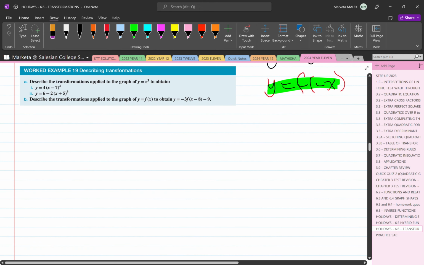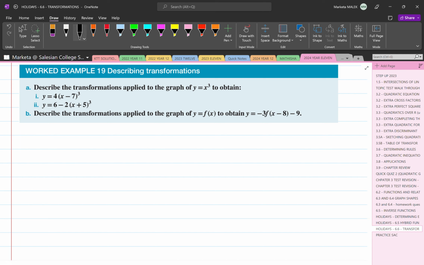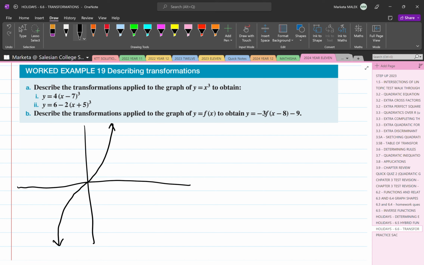Let's move down to the examples. They're asking us to describe the transformations applied to the graph of y equals x cubed to get each of these graphs here. We don't need to draw them because we can refer to our list of transformations that we just saw. So y equals x cubed is a graph that looks something like this, and really who cares what it looks like? We're not asked to draw it, we're asked to describe the transformations.